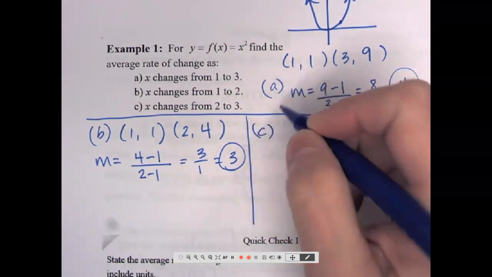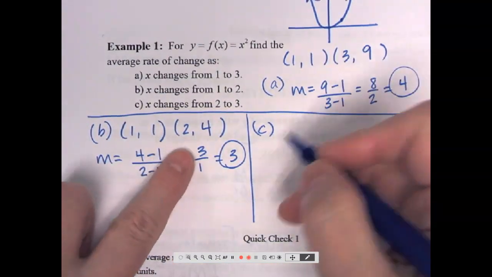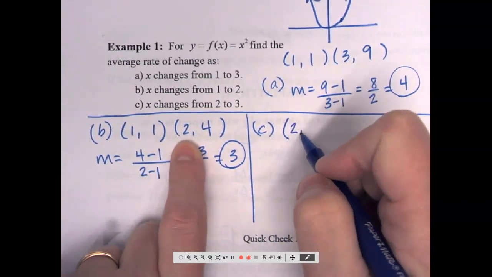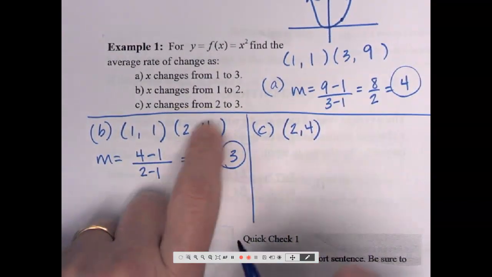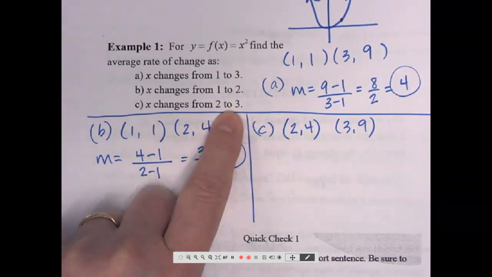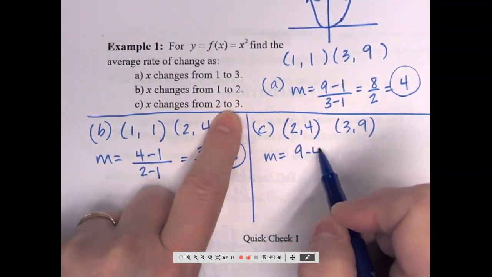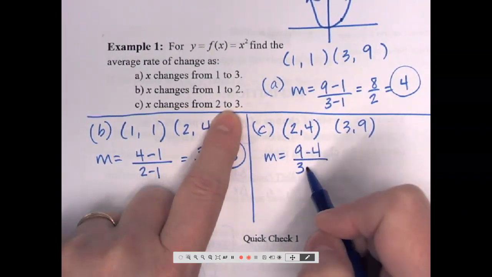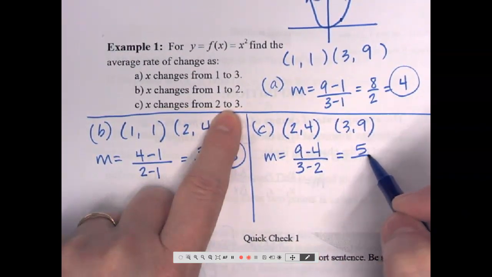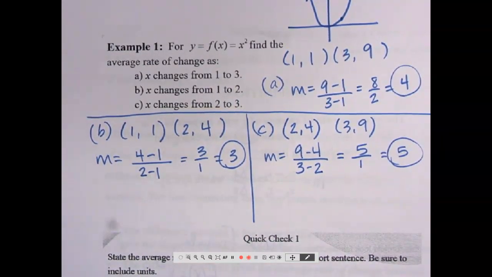All right, then part C, same thing, but now we're going from x equals 2 to x equals 3. We already have both of those ordered pairs. When x is 2, our ordered pair is (2, 4). When x is 3, our ordered pair is (3, 9). I'm going to find the slope between those. So 9 minus 4 over 3 minus 2 is 5 over 1, or 5. So that was the steepest one of all of them. Question on that? Okay.